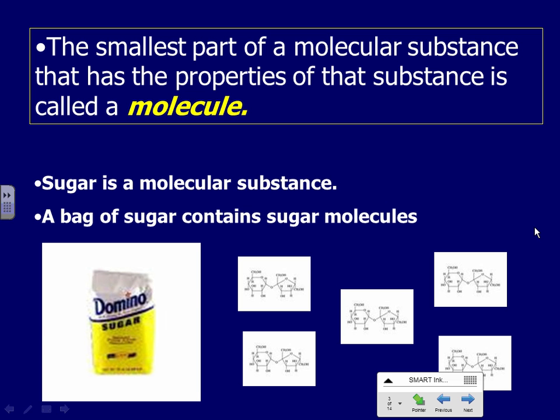But as soon as you break this down further, you don't have molecules anymore. If you break the bonds in a water molecule, you've now broken it down to a substructure we call atoms, right? So that smallest chunk that has the properties of the thing is called a molecule. A sugar is a molecular substance. A bag of sugar contains a bunch of sugar or sucrose molecules, all right?